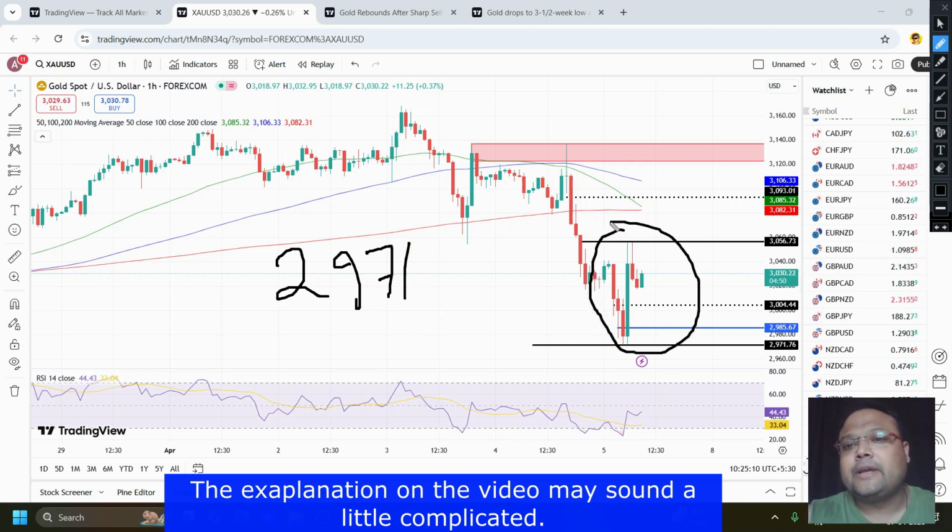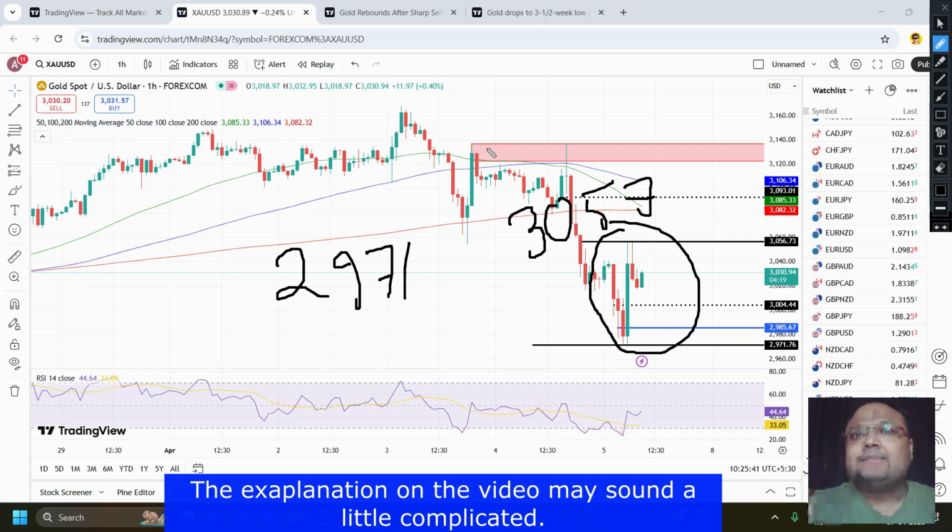Just look at the size of the candle. Gold made a high of 3056 and right now is trading around 3030. So right after the market opening, gold was crazy. Usually after the market opening, we don't see much volatility. After the US session the market gains momentum, and most of the time we see a slow Monday market. But this market was crazy, this market was wild.